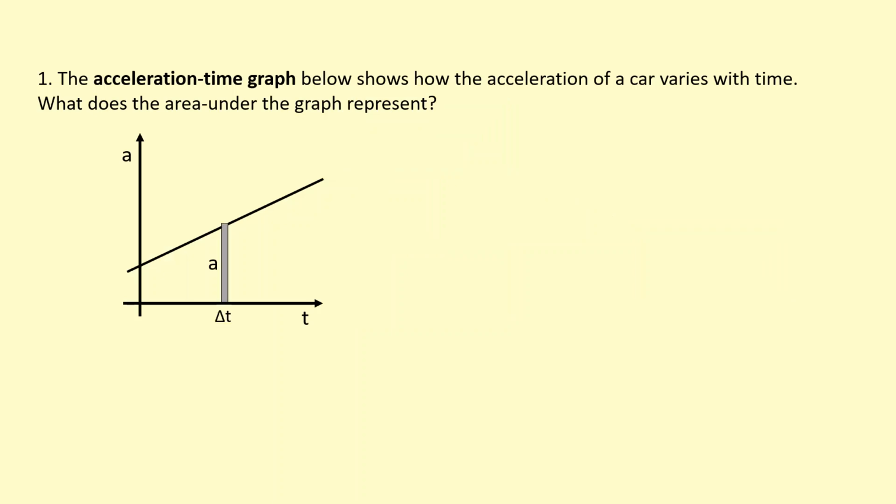So we can obtain the area by doing the acceleration times the change in time. So we look for an equation which links these two. The equation is the definition of acceleration, which is the rate of change of velocity, change in velocity over change in time. If we rearrange this to get acceleration times change in time, we see that that represents the change in velocity. So the area under this graph represents change in velocity.